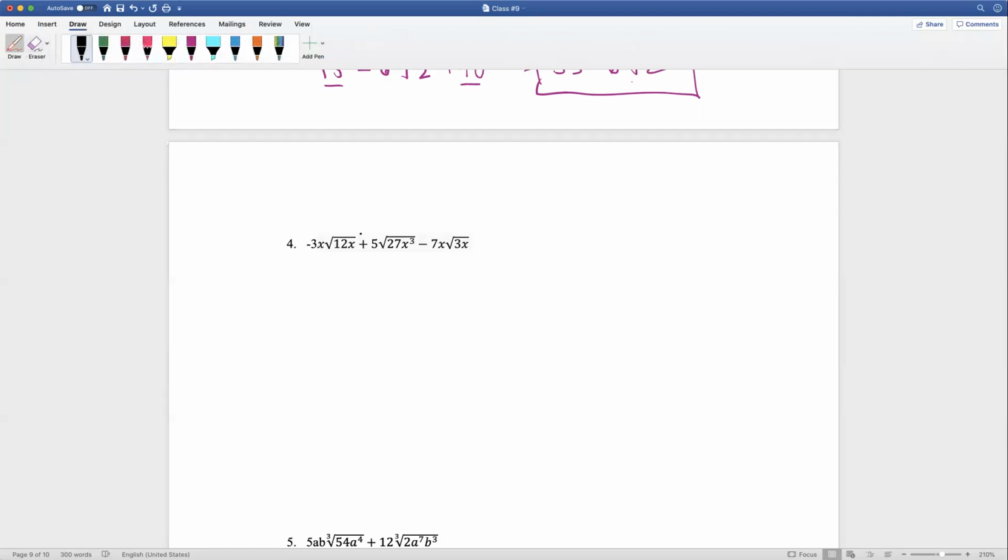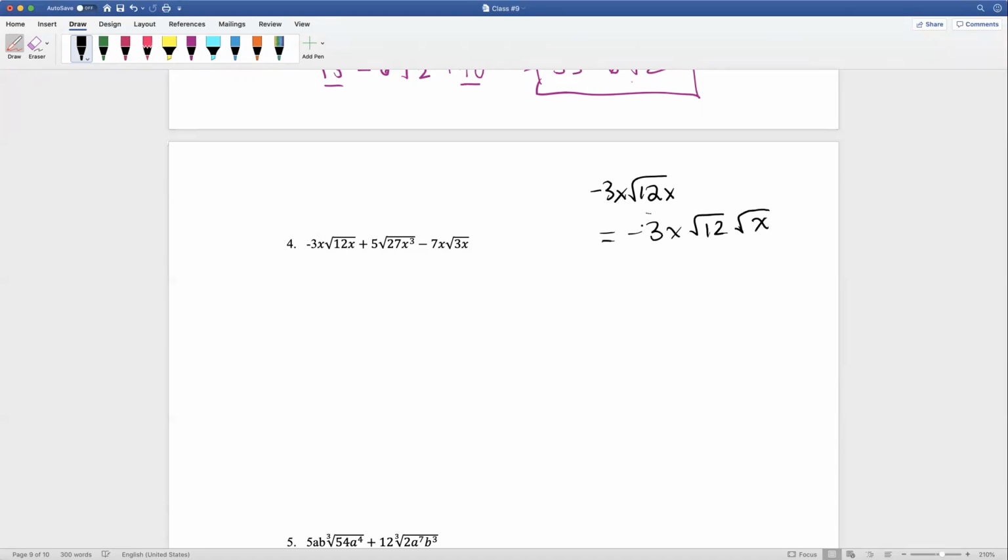Okay, so negative 3x times the square root of 12x. The square root of 12x is the same thing as saying negative 3x. Now let's take a look at the square root of 12. What do we think about in terms of perfect square factors of 12? Can we simplify that? So I'm just going to break this up: square root of 12 times the square root of x.